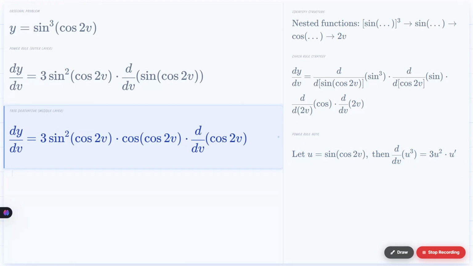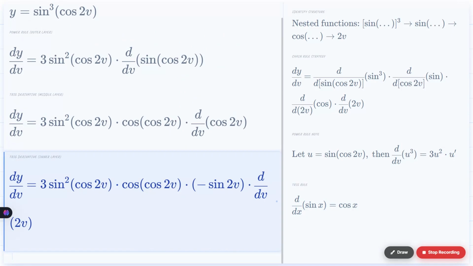We take the derivative of the sine function next. We do this to move to the middle layer of the problem. The derivative of sine is cosine. We use the rule that the derivative of sine is cosine. We do this to solve the middle part. This is a standard math rule for sine functions.